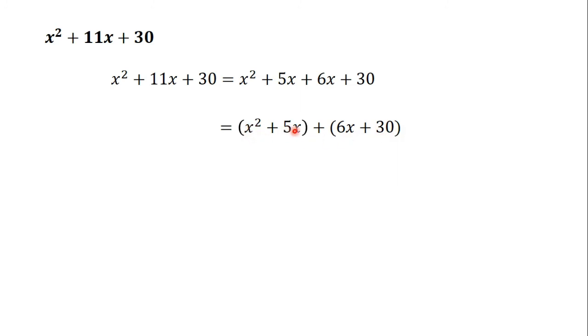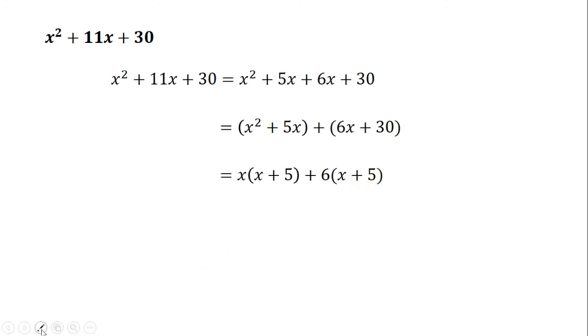Between x squared and 5x, the common factor is x. So we will bring x out of the bracket. We will have x into bracket x plus 5. Between 6x and 30, the common factor is 6. So you bring 6 out of the bracket, you have x plus 5.